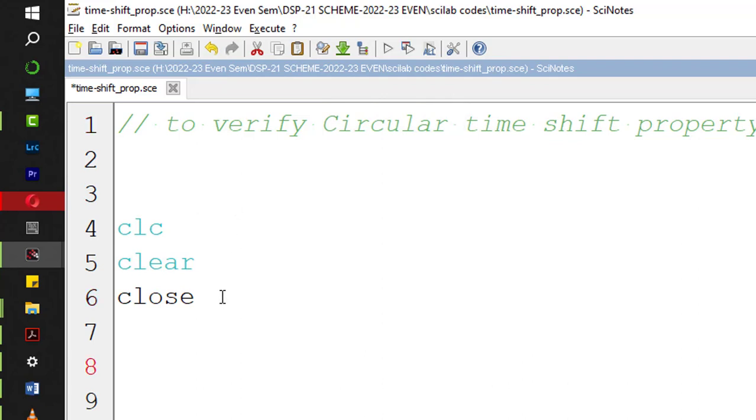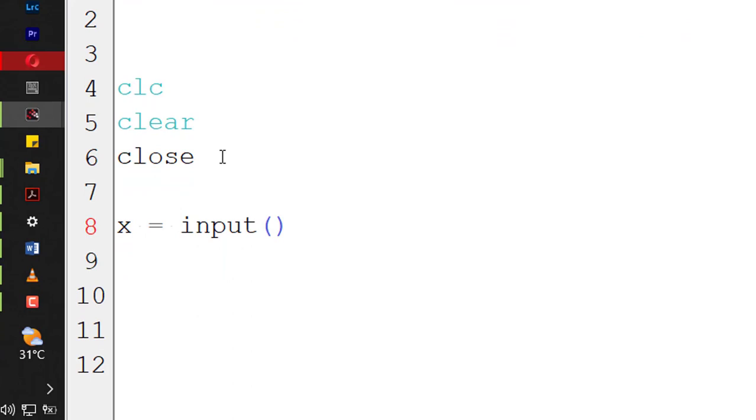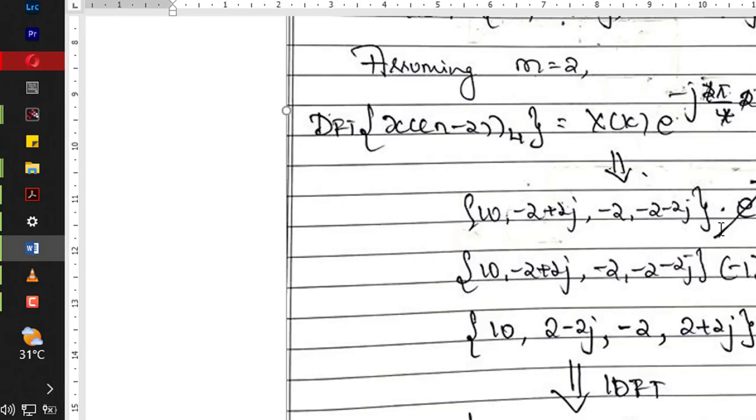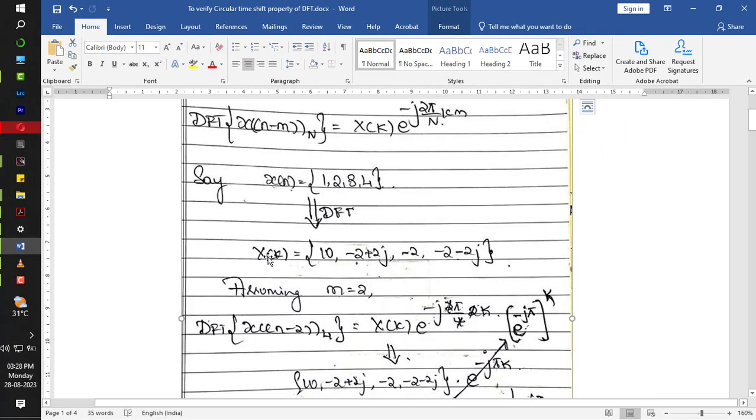CLC, clear, close. We shall read the input first. X is equal to input, in a single quote, enter the message, and the message is "enter the sequence x of n." Okay, so what else we shall read? So we read x of n.